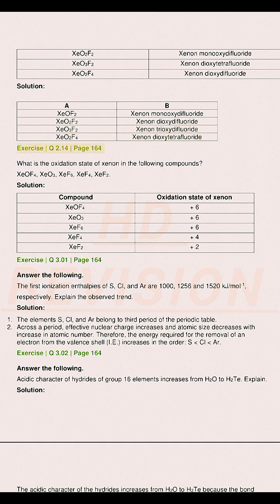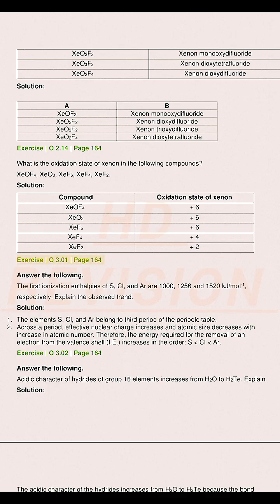Exercise Q2.14, page 164. What is the oxidation state of xenon in the following compounds? XeOF4, XeO3, XeF6, XeF4, XeF2. Solution. Compound, oxidation state of xenon. XeOF4, plus 6. XeO3, plus 6. XeF6, plus 6. XeF4, plus 4. XeF2, plus 2.